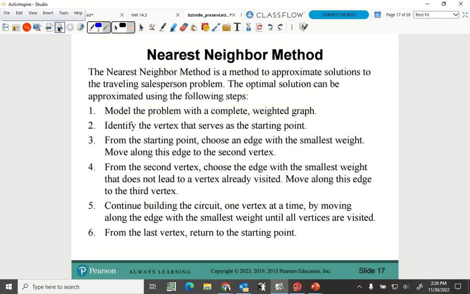Right here it says, model the problem with a complete weighted graph, identify a vertex as the starting point. From the starting point, choose the edge with the smallest weight. Move along this edge to the second vertex. From the second vertex, choose the edge with the smallest weight that does not lead to a vertex already visited. Move along this edge to a third vertex. Continue building the circuit one vertex at a time by moving along the smallest-weight edges until all vertices are visited. From the last vertex, return to the starting point.